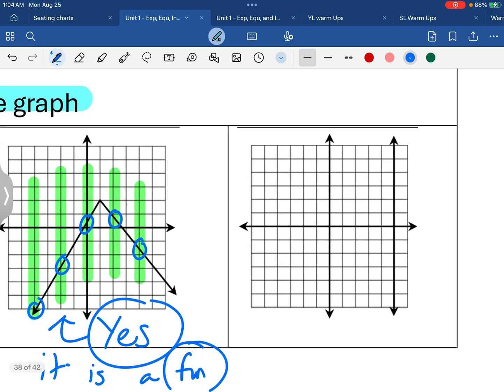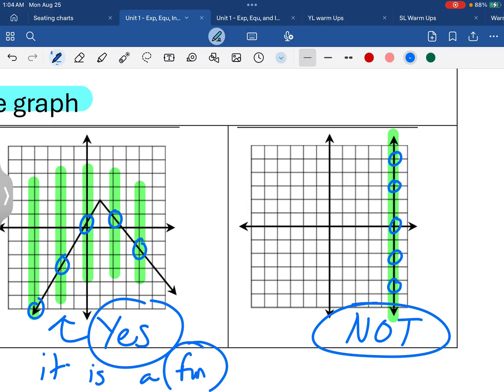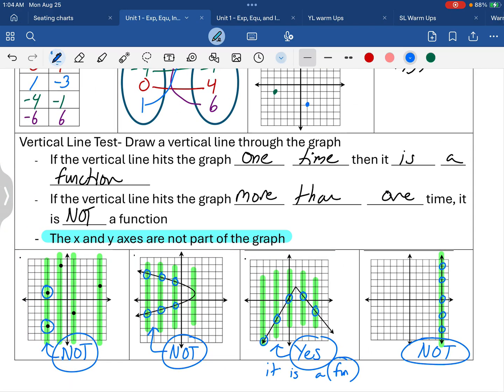And then the last one over here. If I do my green line right here, it hits it a bunch. It hits it here, and here, and here, and here, and here. You get the point. It hits it all the way down for infinity. So this means it is not a function. The vertical line test is meant to be really easy. Don't overthink it, because you just literally draw a line and say, okay, did it hit the graph once or did it hit the graph more than once? That's all you're looking at here.